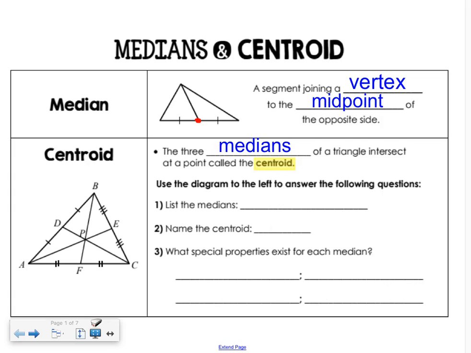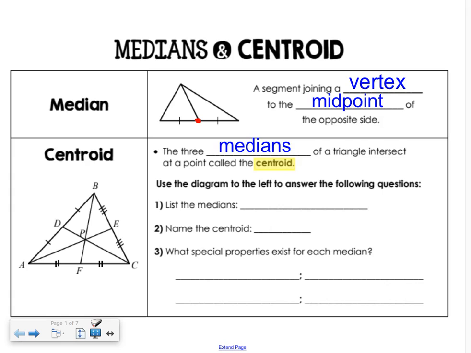The three medians of a triangle intersect at a point called the centroid. And what's kind of cool about that is the centroid, if you could pick one exact spot to balance the triangle on your finger, that's the centroid. It's the center of gravity, so it's the balancing point of your triangle.